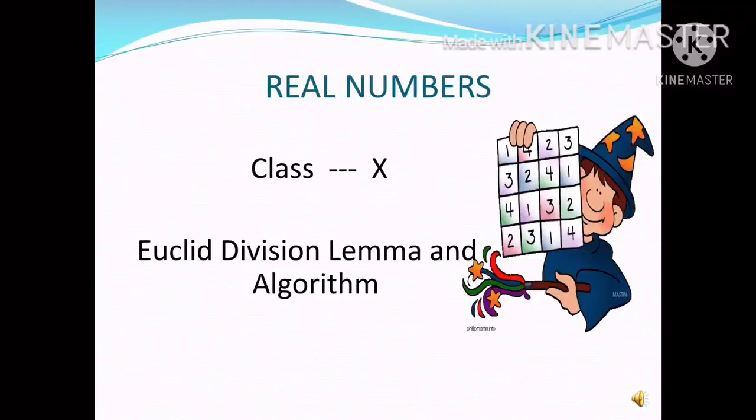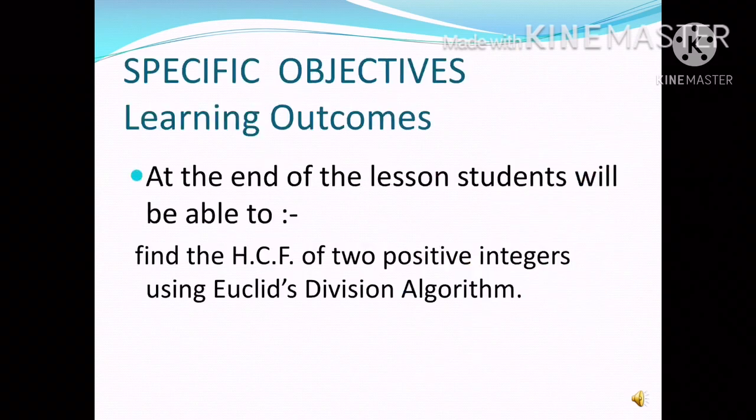Jai Hind students. Today in the topic real numbers, we are going to learn about Euclid division lemma and Euclid division algorithm. And the learning outcomes, that is what you will be able to do after learning this concept: you will be able to find the HCF, highest common factor, of two positive integers using this Euclid division algorithm.